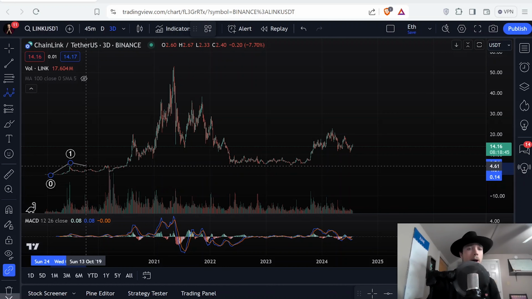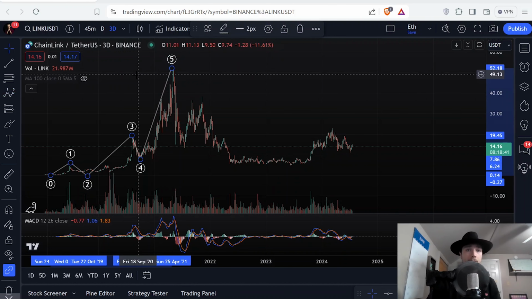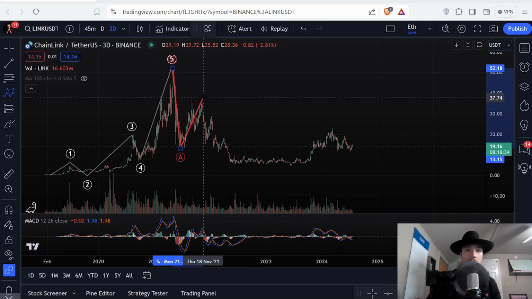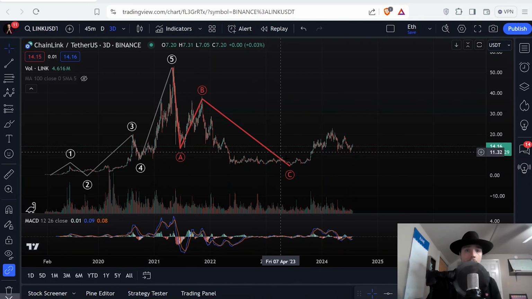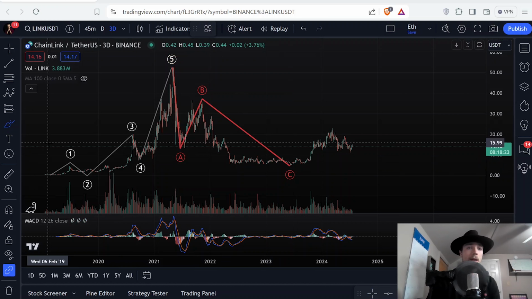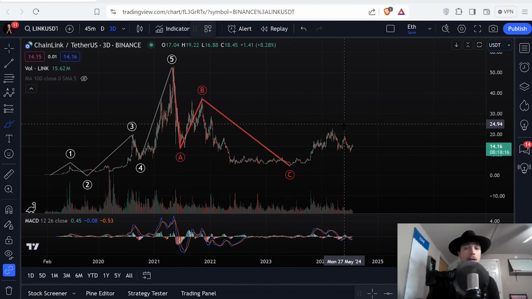So we have wave 1, wave 2, wave 3, wave 4, and we get our fifth wave right here. Then, of course, we get our ABC correction that always comes after 5 waves up. You can see we get our ABC correction all the way back down to about $4.81. So this is a pretty good setup here with Chainlink. You can see a complete Elliott wave cycle. And now we're starting a new cycle here on Chainlink.